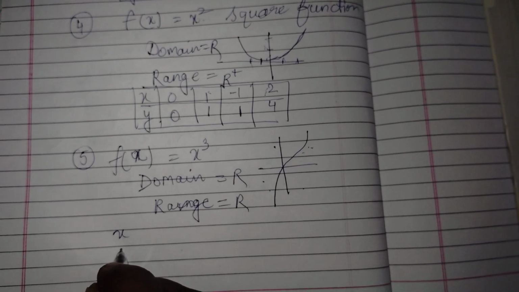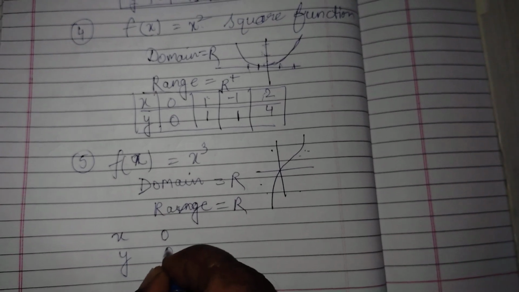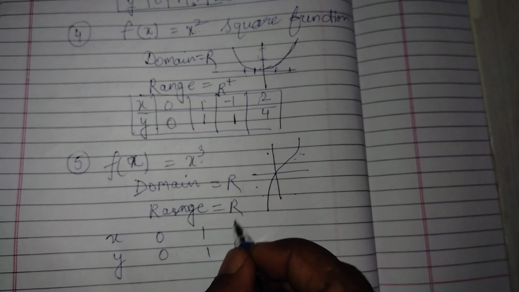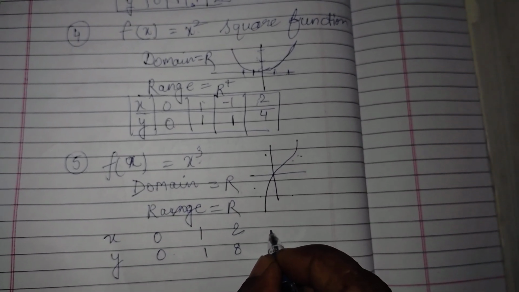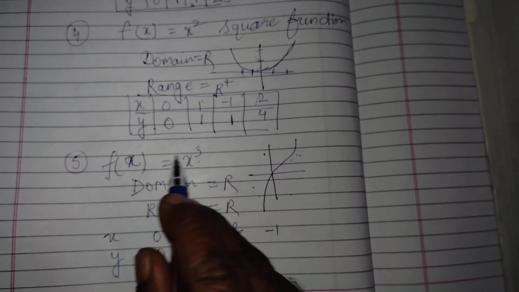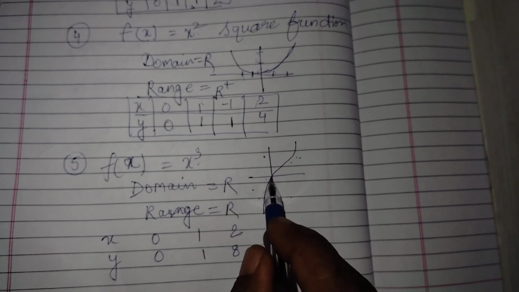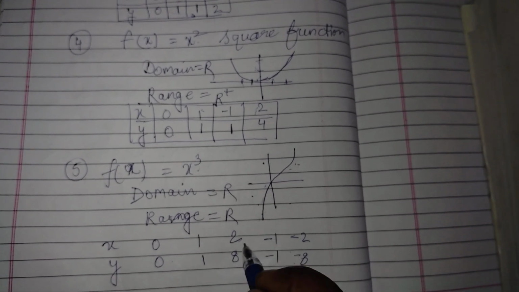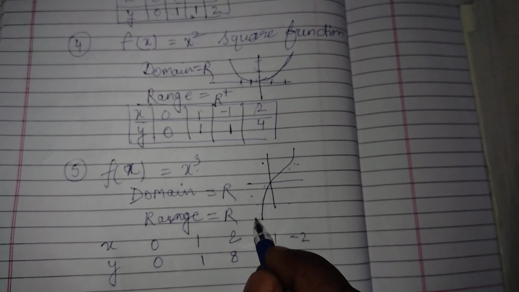Now draw the graph by taking points. For x equal to 0, I get f of x equal to 0. X equal to 1, I get f of x equal to 1 cube, that is 1. If I put x equal to 2, I get 2 cube, that is 8. If I put minus 1 for x, I get minus 1 cube, that is minus 1. If I put minus 2, I get minus 8. This way we get minus x and minus y in the third quadrant, and plus x and plus y in the first quadrant. So this graph covers the first and third quadrants.